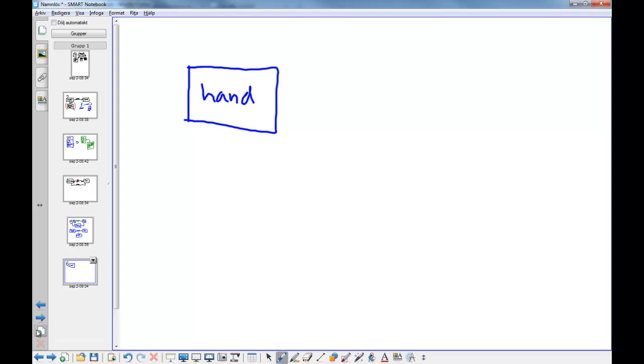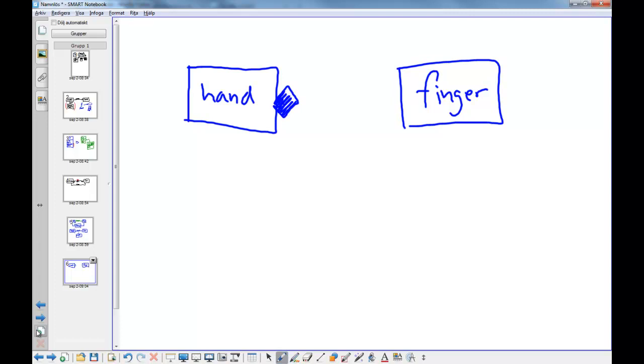Hand, finger, you have this black or filled in diamond shape, but it's just an association. It's the line, and then it's the diamond. And this is to display that, well, a hand is composed of 5 fingers. If we remove the hand, we also remove the fingers.